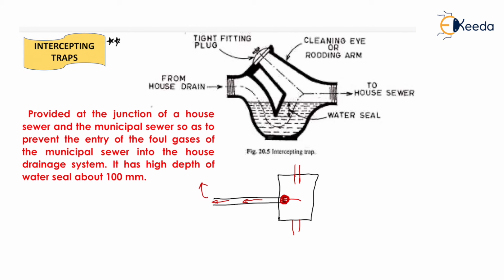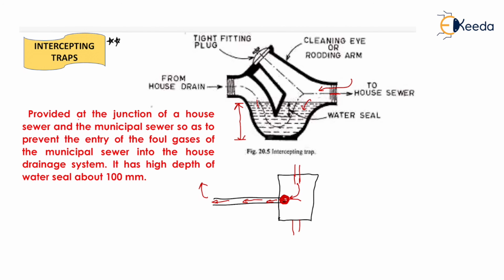Now if you provide an intercepting trap here, then it will maintain a water seal here. This is the house sewer junction, that is this point. No gases will come from the street sewer into your house because there will be a water seal, which is shown here. Because of this water seal, no harmful gases from the street sewer will reach your house. That's why we need to provide an intercepting trap at the outlet of our house sewer pipe, so as to prevent harmful foul smell from the street sewer coming into our house.